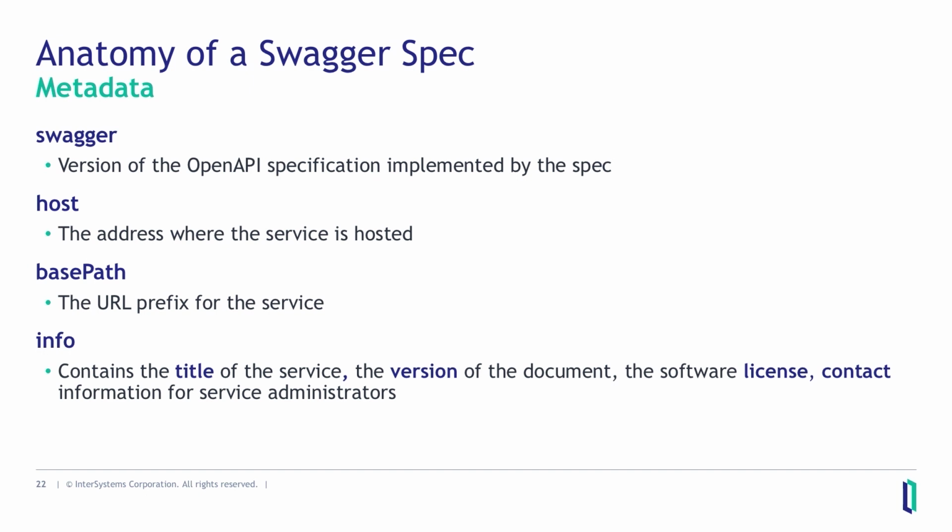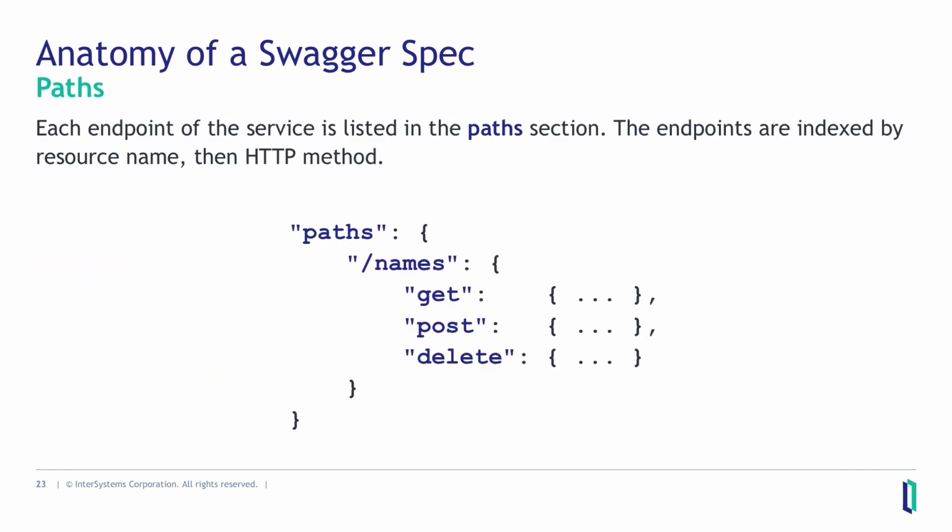service, the version of the spec that we're looking at, very important for source control. Is there a software license associated with looking at the spec or using your service? Who do I contact if I have questions or need to report a bug? All very nice things to have. But the bulk of your work is going to be right here in this section called paths.